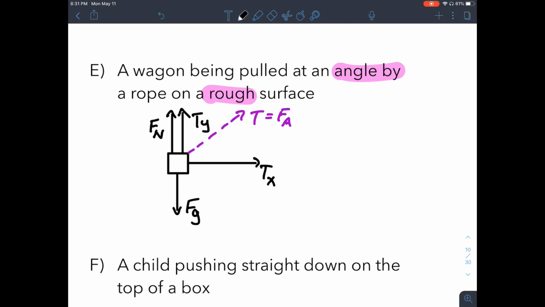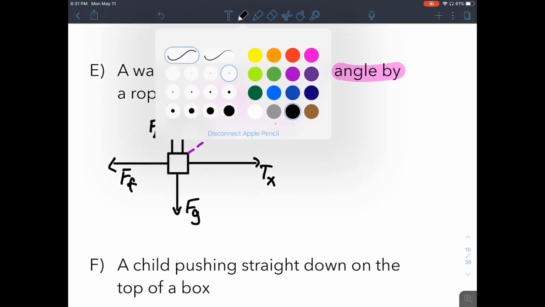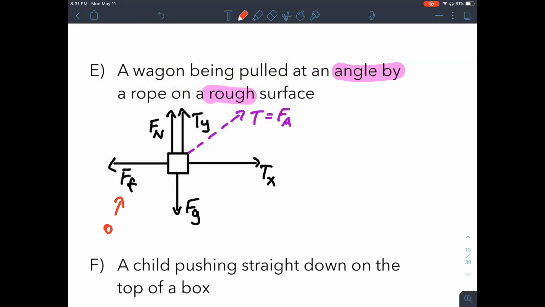The last thing we're forgetting is the fact that it's a rough surface. Since it's rough, we know that there's friction opposing the motion. Okay? We know that the friction is going in the opposite direction of the applied force. Because if anything, this box is going to move to the right. We don't know if it is. Maybe friction is too strong, but if it is going to move, it is going to move to the right.